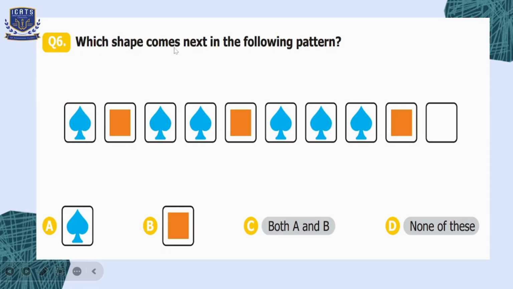Question number 6. Which shape comes next in the following pattern? There is a spade, then a rectangle, then 2 spades, 1 rectangle, 3 spades, and 1 rectangle. So it's quite obvious after the rectangle, there will be a spade in the pattern. So option A is the correct option here.